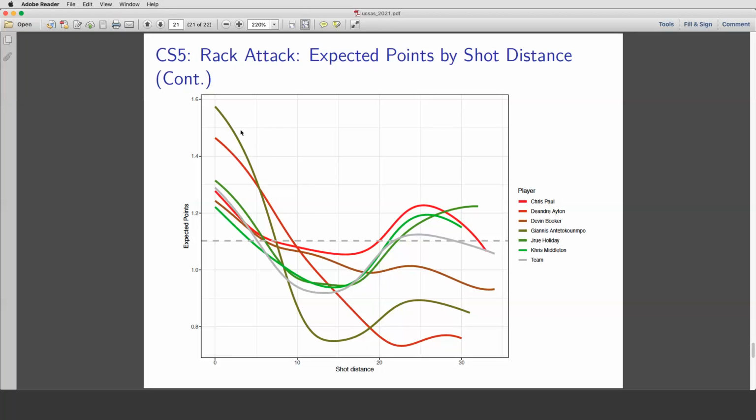Other things that are neat. Well, and then of course you see a big drop for Giannis. So when people shake their head, why is he taking a 3-point shot? This is why. You're down here versus up here.